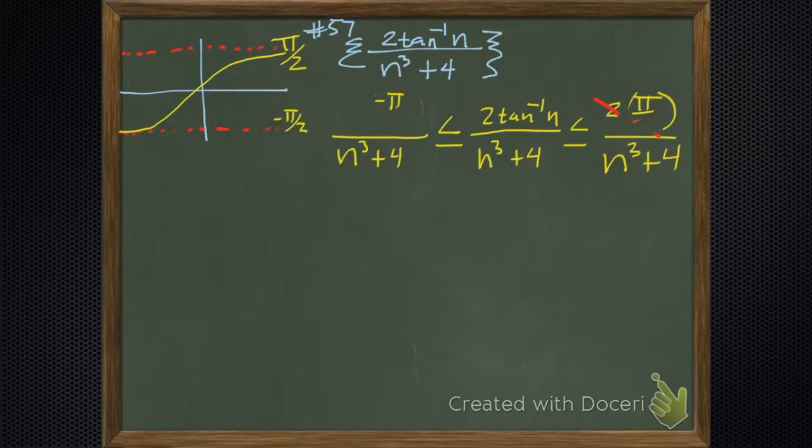Let me clean this up a little bit. Rewrite that over here, because we're looking at the bound of those two sequences, because we're looking for the limit. I'm going to redo all of that.